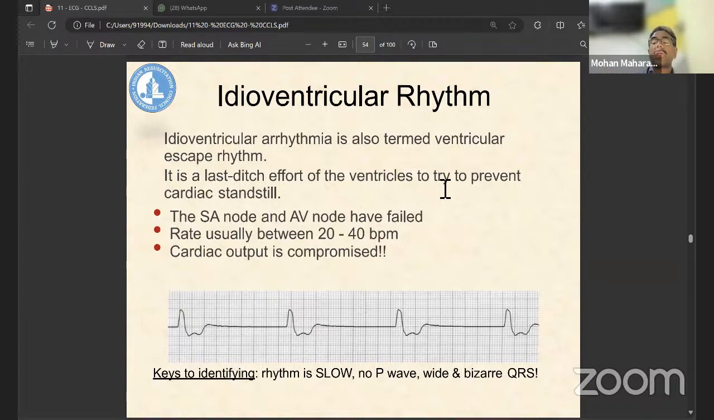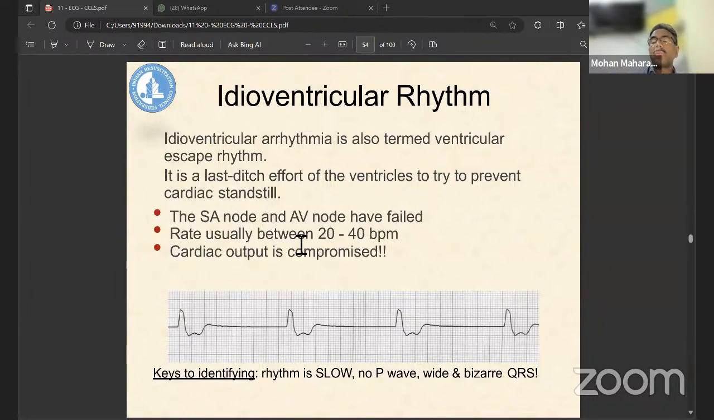Like agonal breaths in respiration, which are considered as arrest, before the ventricle stops and the heart is not working, there is a last ditch effort of the ventricle, called idioventricular rhythm. The SA node and AV node have failed totally, both are failed. The rate is usually between 20 to 40 only.